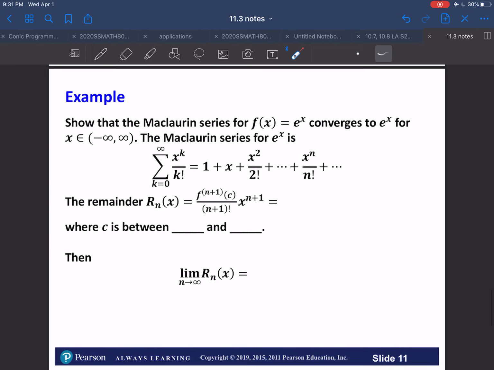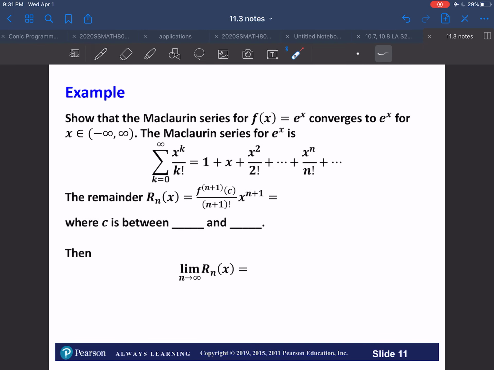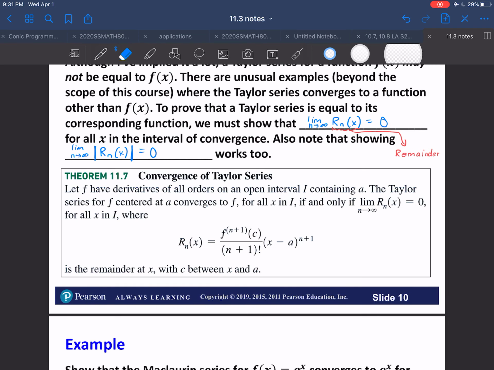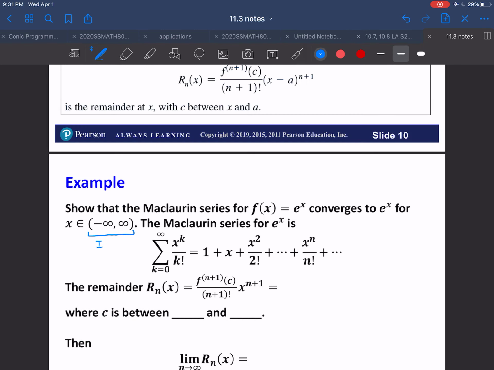Let's do an example. So a good portion of this example is spelled out for you already, but let's just read through it. We're going to show that the Maclaurin series for the function e to the x converges to e to the x for x within negative infinity to positive infinity. So this is my interval of convergence. It's also the I that they reference here. So this I is this I.